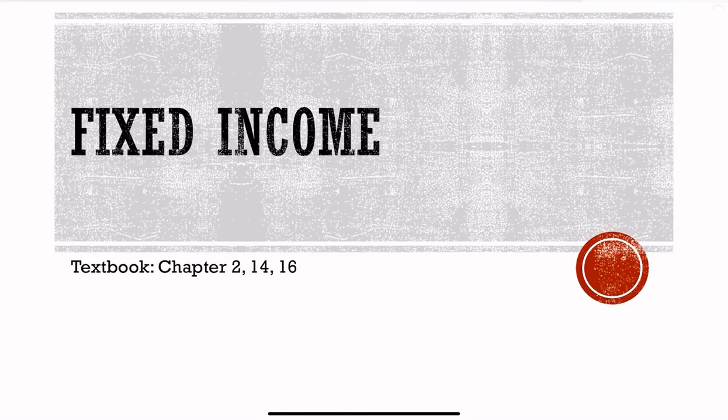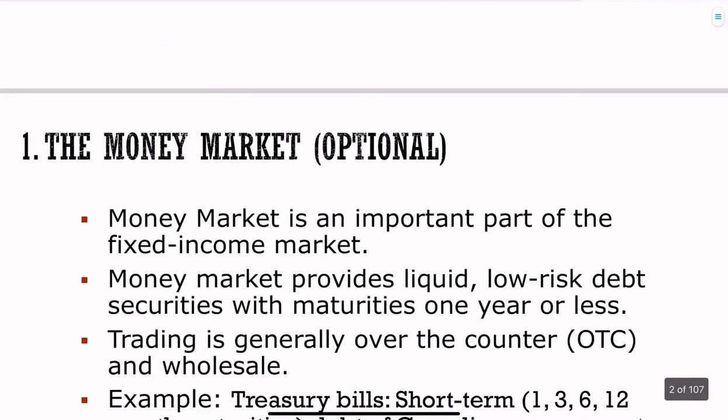When we're talking about fixed income, we're basically indicating two kinds of markets. The first one is the money market, and the second one is the bond market. The money market is basically a market for liquid, low risk debt with maturities of 1 year or less.